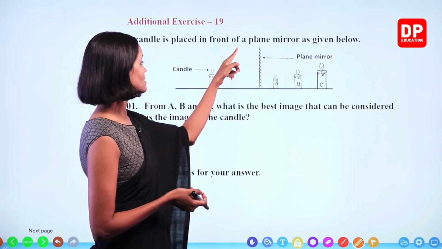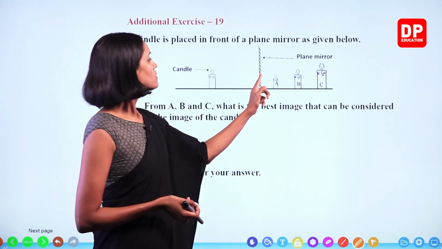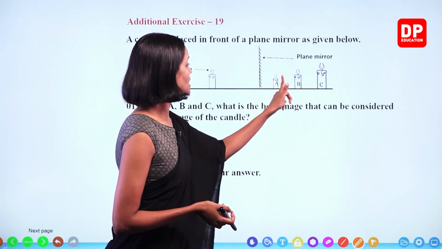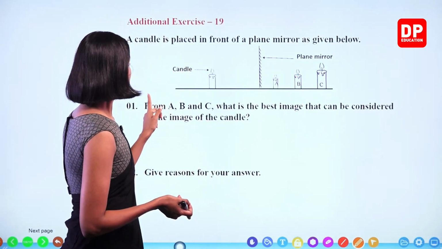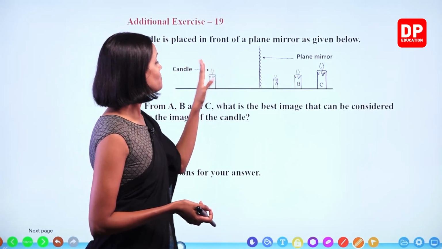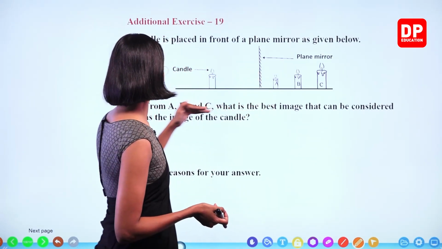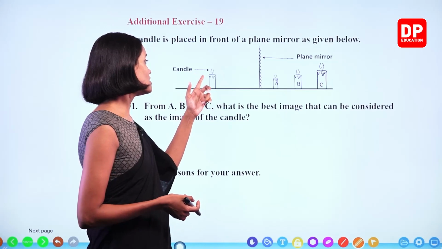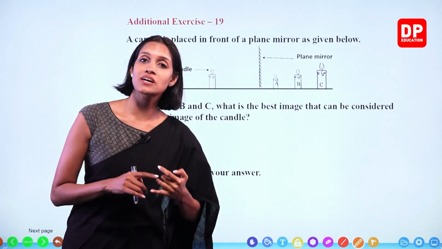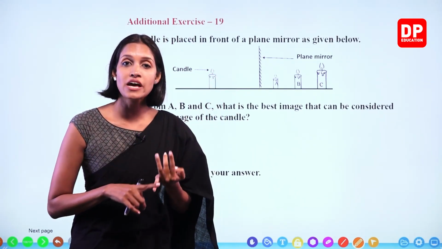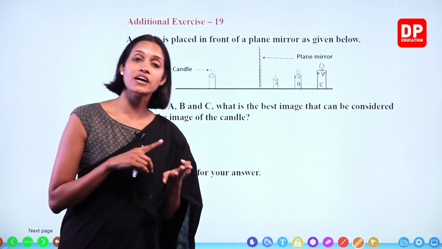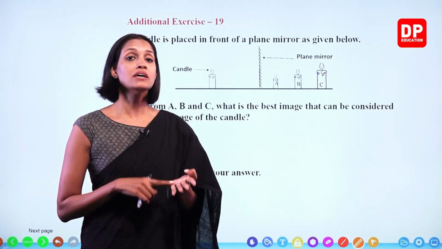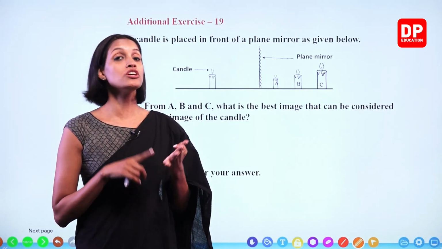This is the candle, this is the plane mirror. 3 images are given, A, B, C. From A, B and C, what is the best image that can be considered as the image of the candle? Now, when you consider the images formed by plane mirrors, what are the characteristics, children? The size of the image is equal to the size of the object. Right? The image distance is equal to the object distance.